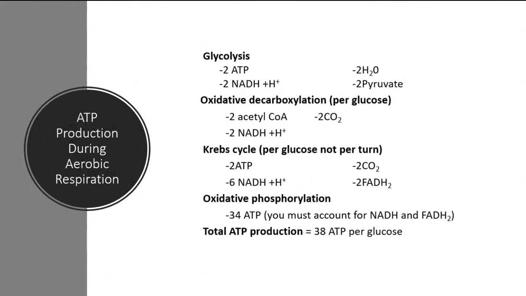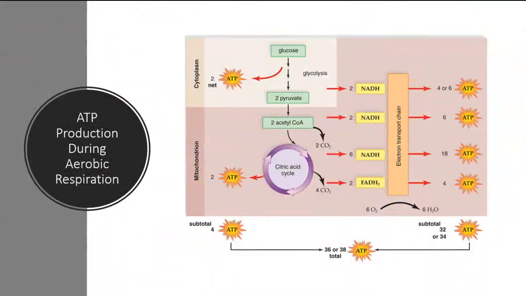Okay, so as I said, this is an overview of ATP production during aerobic respiration, and you can see each step of our respiration there and how much ATP is produced. Again, just a different pictorial view there, but it's also showing where these things occur, whether in the cytoplasm or in the mitochondria.